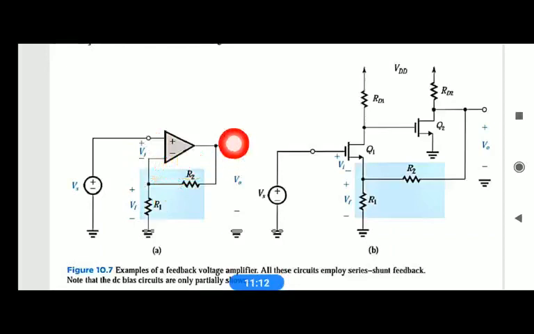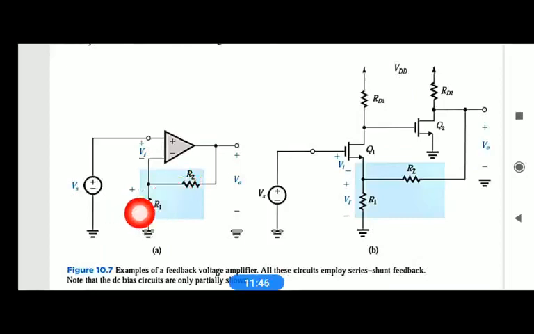When Vi increases, because this is a non-inverting amplifier, V naught increases. If V naught increases, Vf, which is a part of V naught, also increases. Applying the voltage divider rule, Vf is equal to R1 times V naught divided by R1 plus R2.